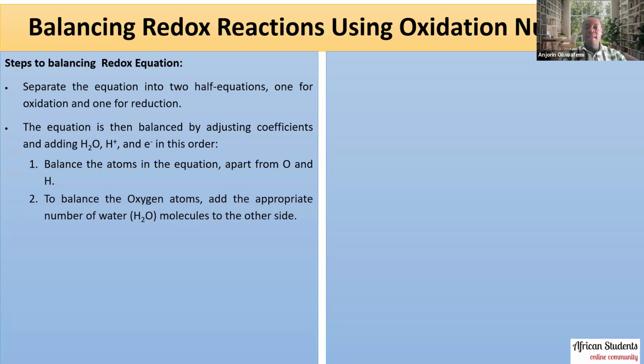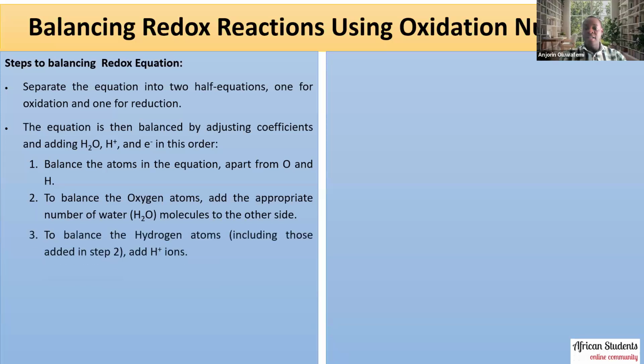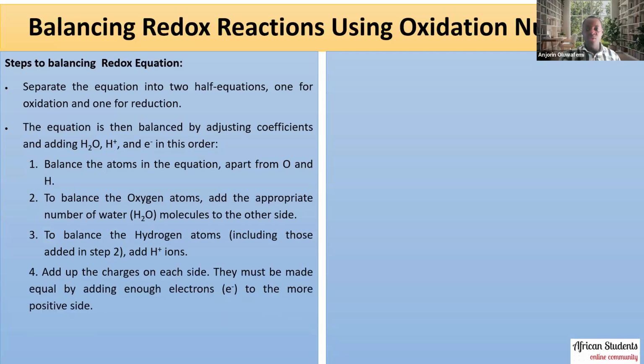Then secondly, to balance the oxygen atoms, you add the appropriate number of water molecules to the other side. That's how we balance the oxygen, by introducing water. That's very important. Also, to balance the hydrogen atoms, including those added in the previous step, you add hydrogen ion to the side that needs it. These orders are very important, and we should follow them strictly for us to be able to have a balanced redox reaction.